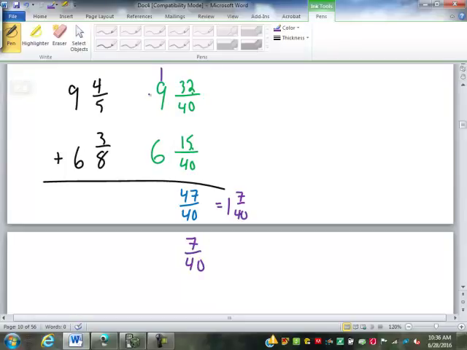Yep. 1, 9, and 6 is 16. So 16 and 7/40. How we doing? A little bit better than the last hour?